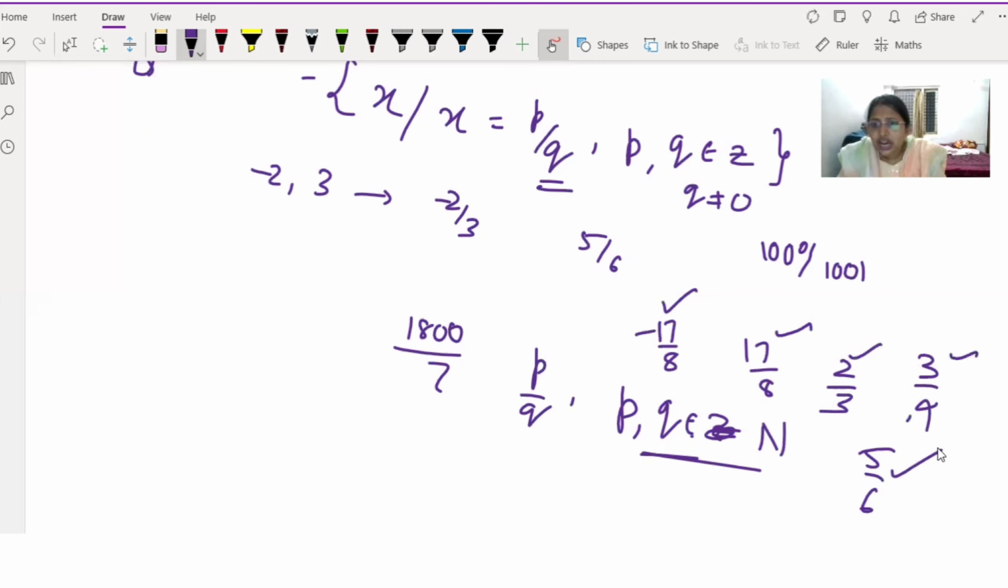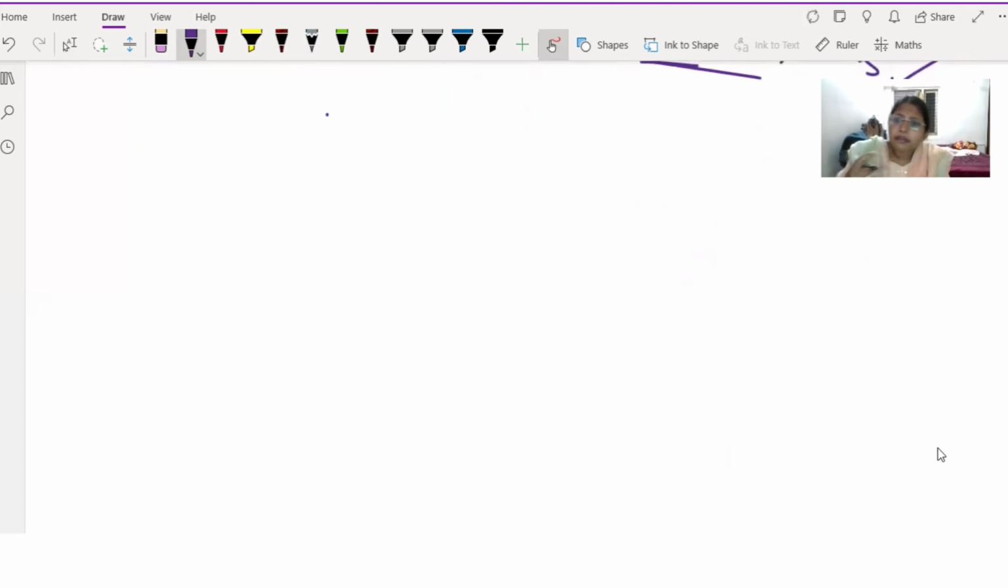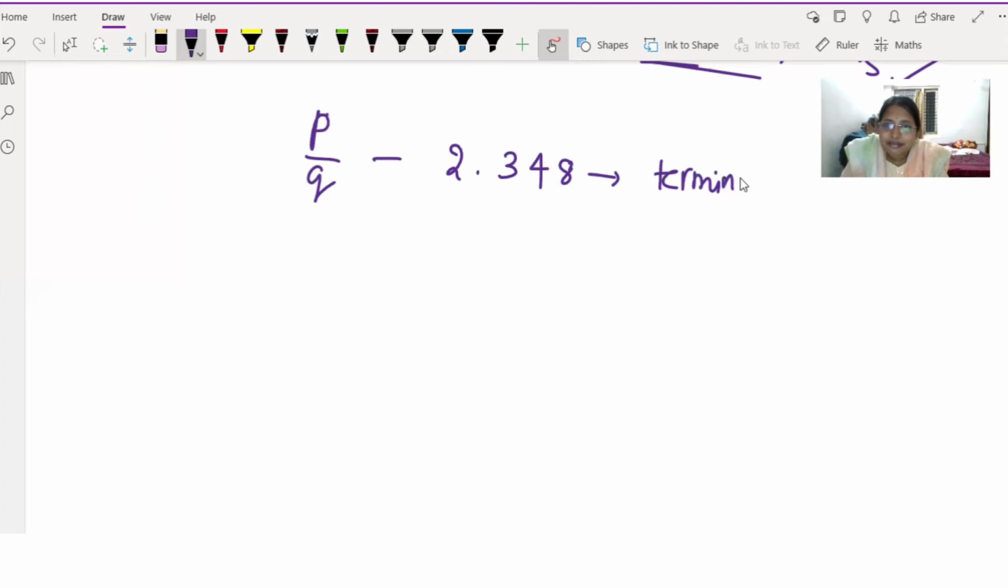So you may have a doubt, are there any numbers which cannot be expressed in p by q form? Yes, definitely. So let us learn what are those. What are the numbers which cannot be expressed in p by q form? Any p by q form can be written into decimal form. The decimals are of 3 types. Some decimal numbers end after a certain number of digits. They are known as terminating decimals.